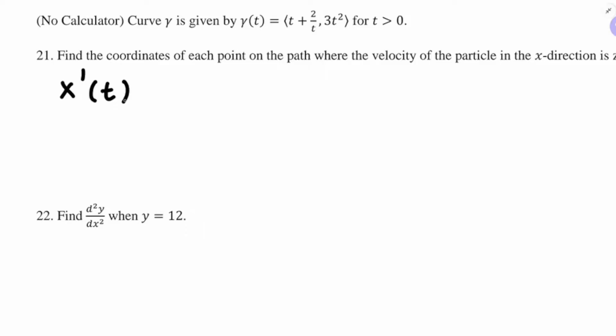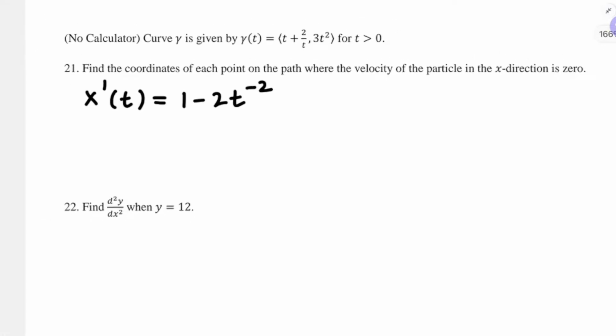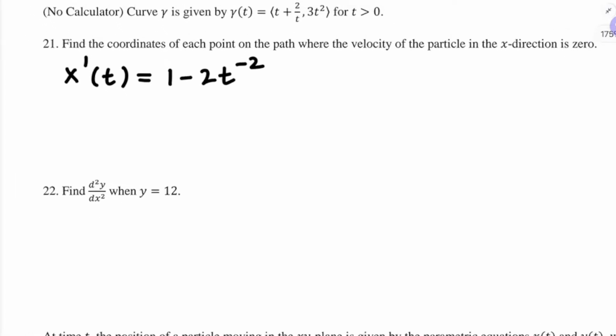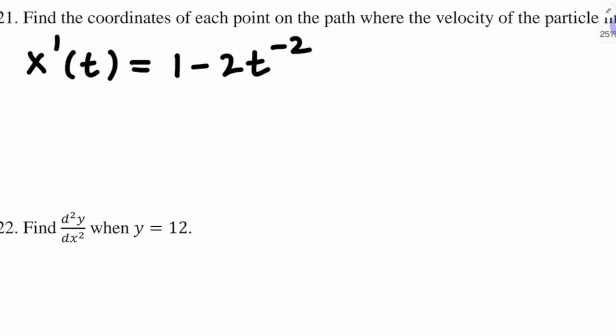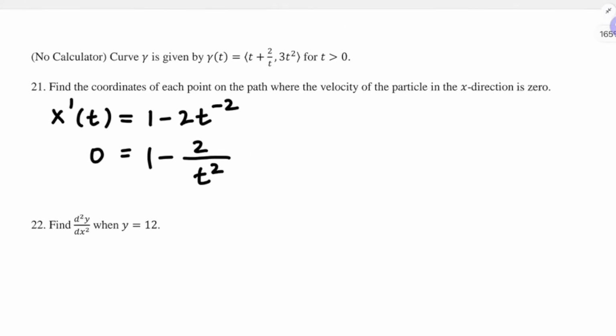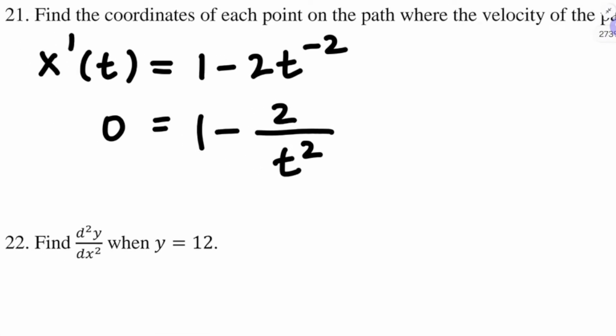X prime of t equals the derivative of t plus 2t to the negative 1. So 1 minus 2t to the negative 2. And coordinates of each point. Okay, so I'm looking for the zeros of this. So that's 1 minus 2 over t squared. Okay, so if t squared equals 2, then this is going to equal 0. And so velocity in the x direction is 0. Okay, that's another way of saying there's a vertical tangent.